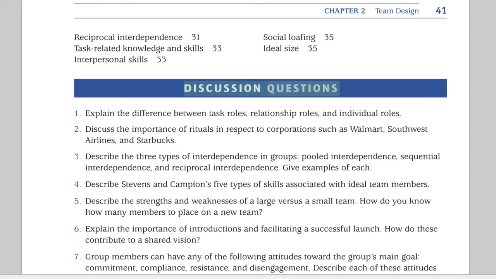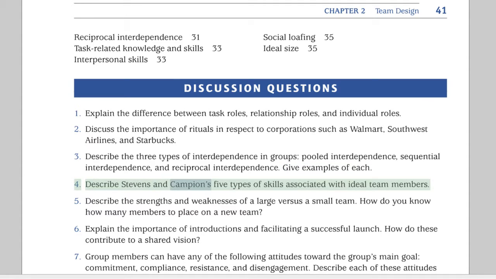Discussion questions. 1. Explain the difference between task roles, relationship roles, and individual roles. 2. Discuss the importance of rituals in respect to corporations such as Walmart, Southwest Airlines, and Starbucks. 3. Describe the 3 types of interdependence in groups: pooled interdependence, sequential interdependence, and reciprocal interdependence. Give examples of each.